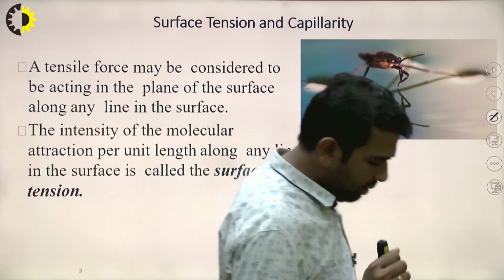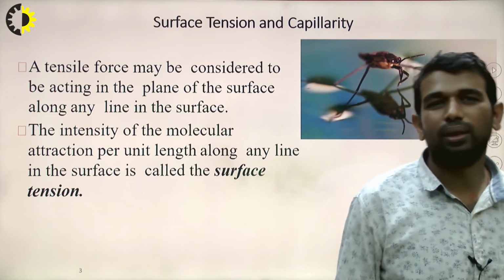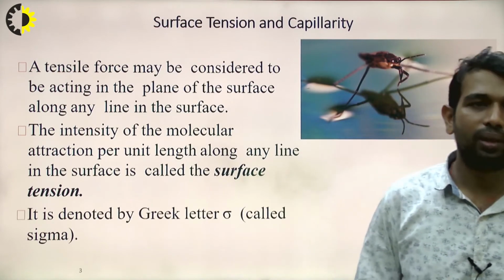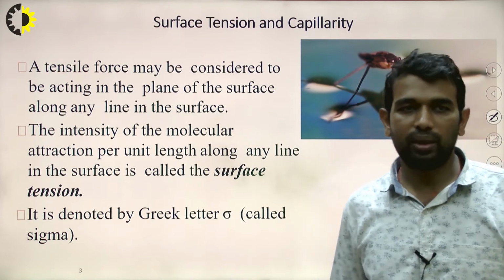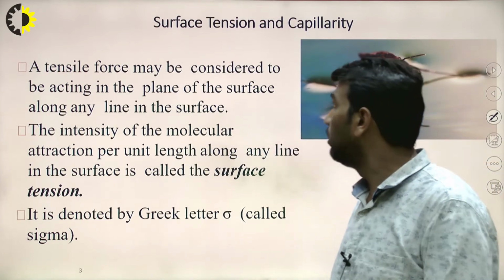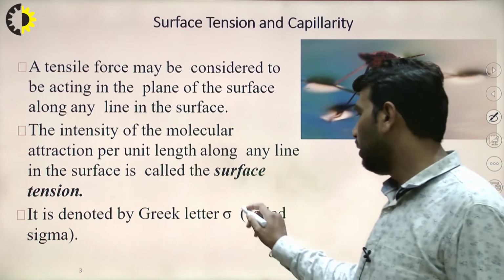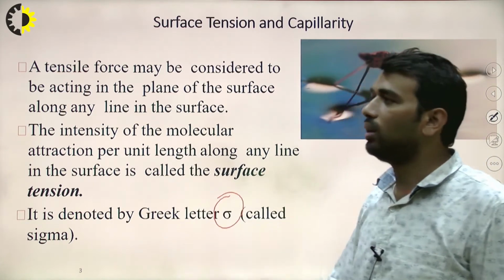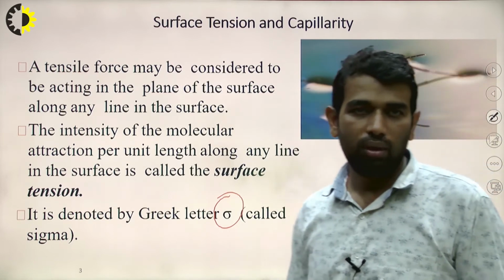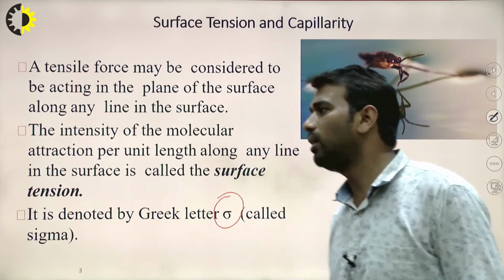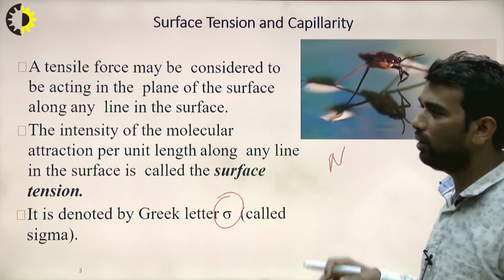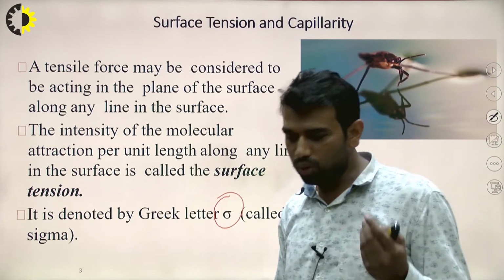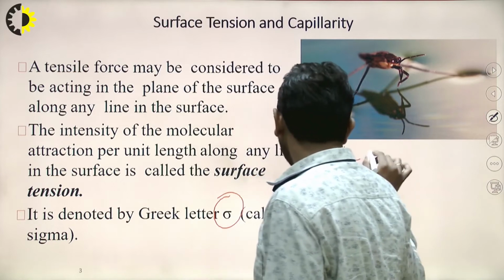These are a couple of examples you can see in nature also. Let's see the way we are going to represent it. We are going to use a Greek letter, sigma, to denote this surface tension force. So what is the unit of surface tension? That is Newton per meter. Newton, that we are going to consider as the unit of force.